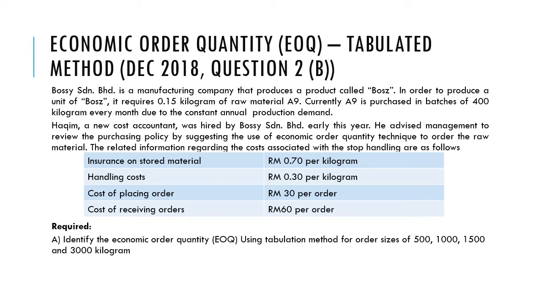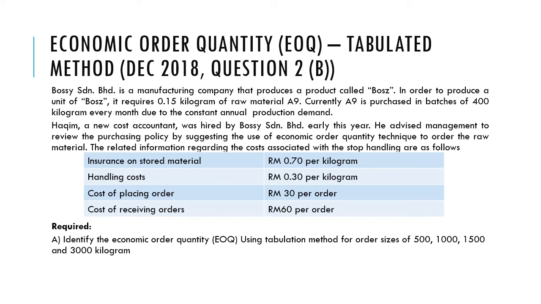So the question gives you the additional information that you can use to calculate the EOQ using the tabulation method. They give you the cost of holding the stock. There are two costs here that you need to consider. One is the insurance on stock material, which is 70 cents per kilogram. And the second type of holding cost is the handling cost, which is 30 cents per kilogram.